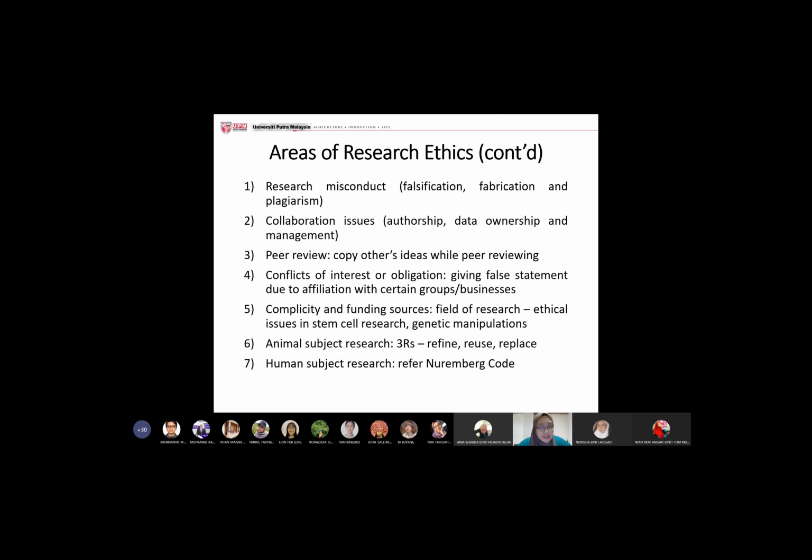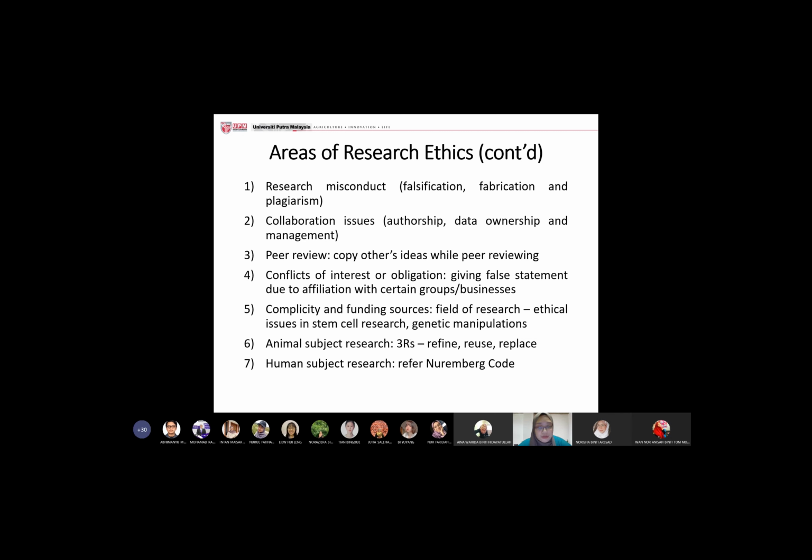Next is animal subject research. They also use the 3 R's: refine, reduce, replace. Refine here means when you're dealing with animals, you want to refine the conditions so they don't suffer, and then reduce wherever possible so that you reduce the number of animals being used. And then you try to replace the higher level animals with lower levels. So for example, instead of using monkeys, they use rats. That's how they replace it.